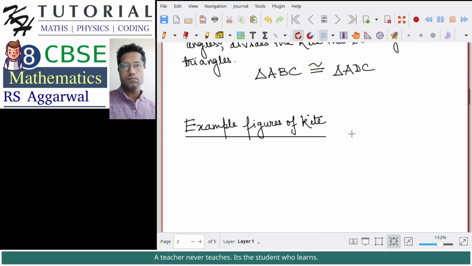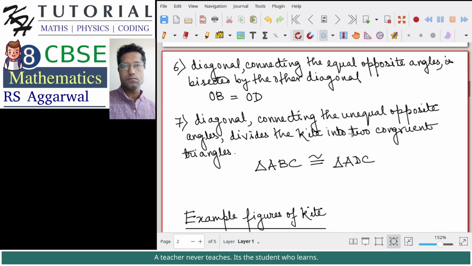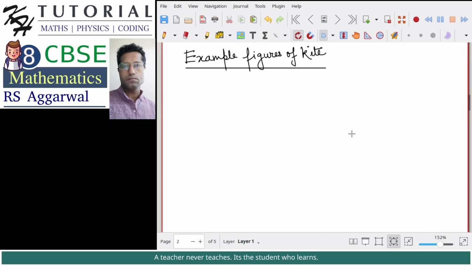Now let's quickly draw some kite. What we have understood, a kite is a quadrilateral which has two pairs of adjacent sides which are equal, but the opposite sides are unequal. In a kite, the opposite sides are unequal. Okay, and so this is the case. Then the other properties follow.